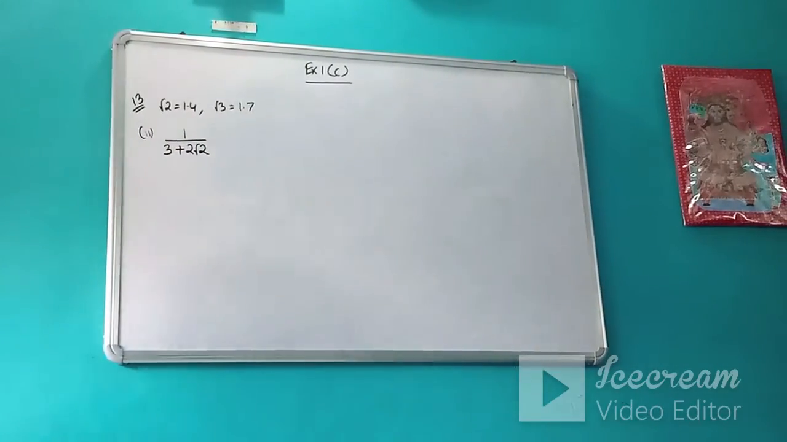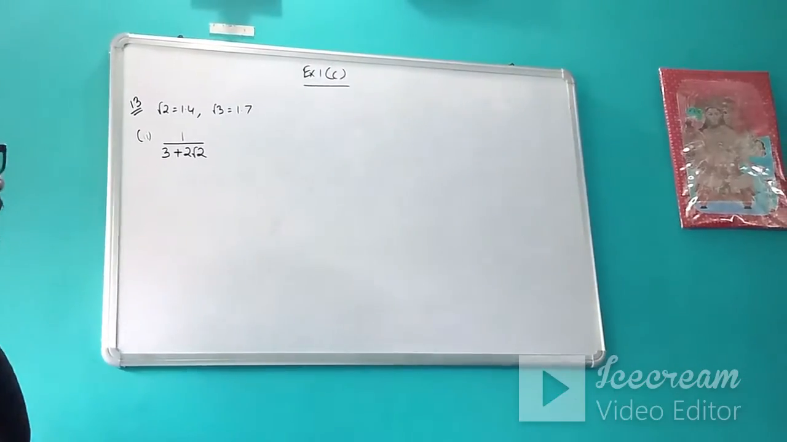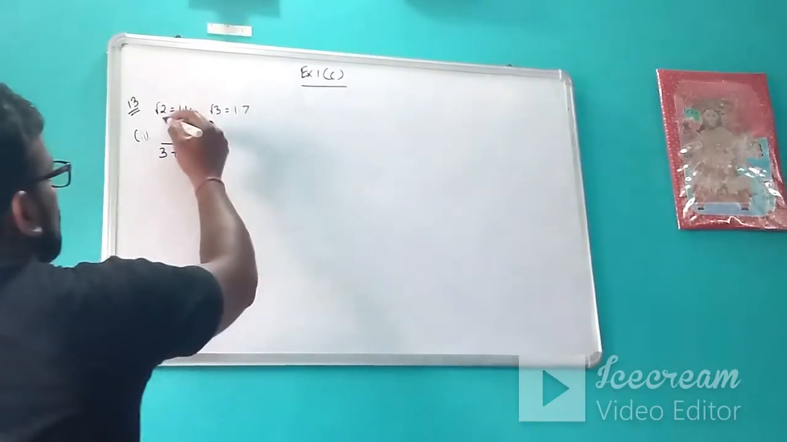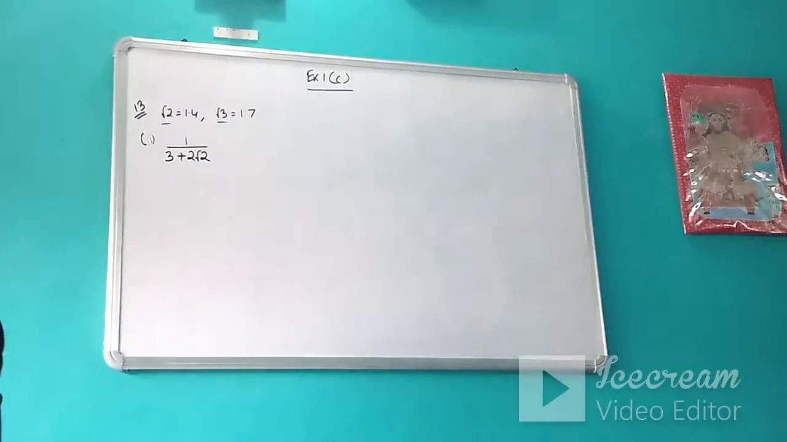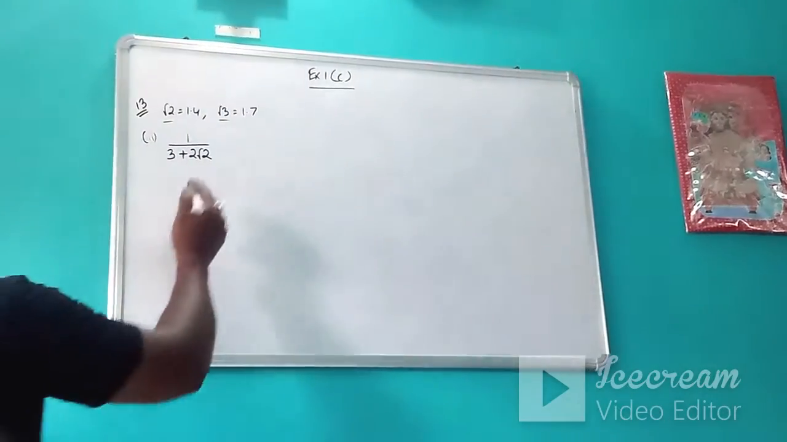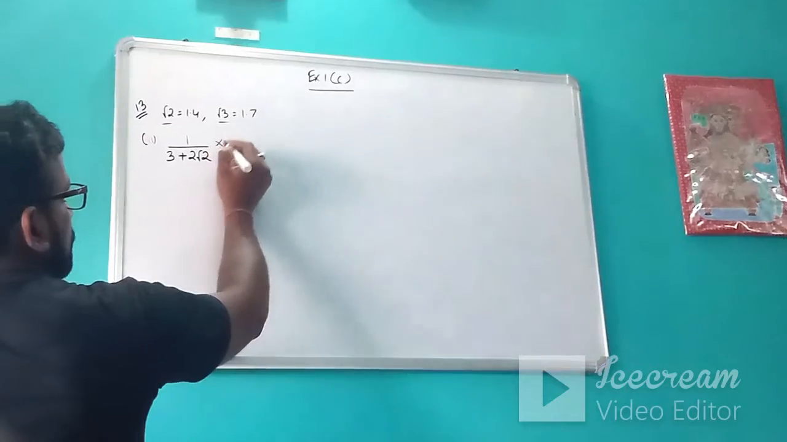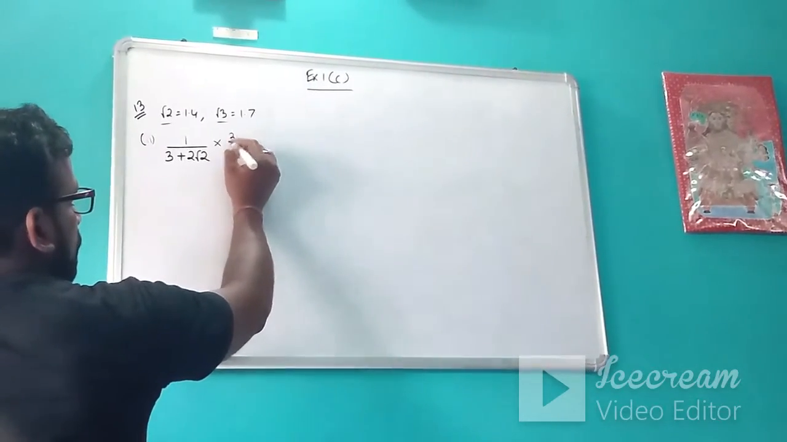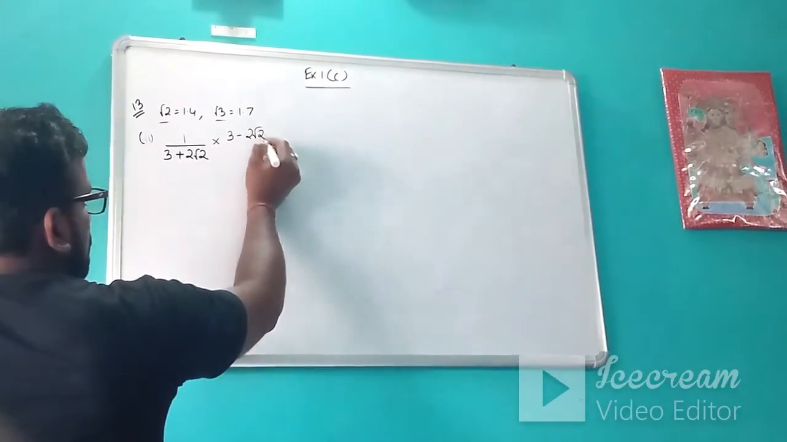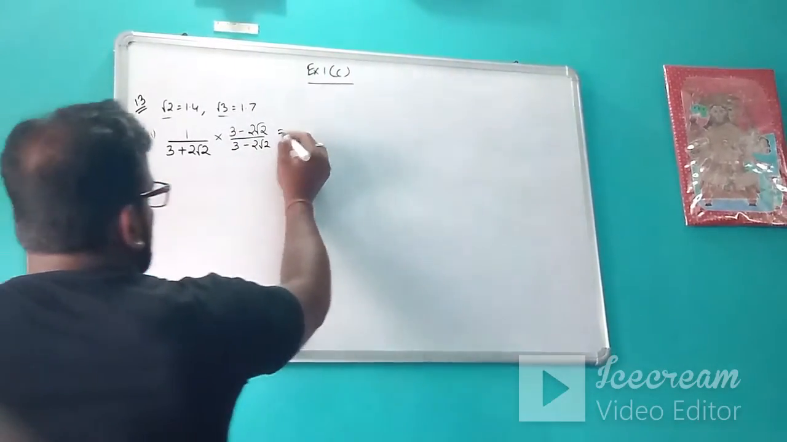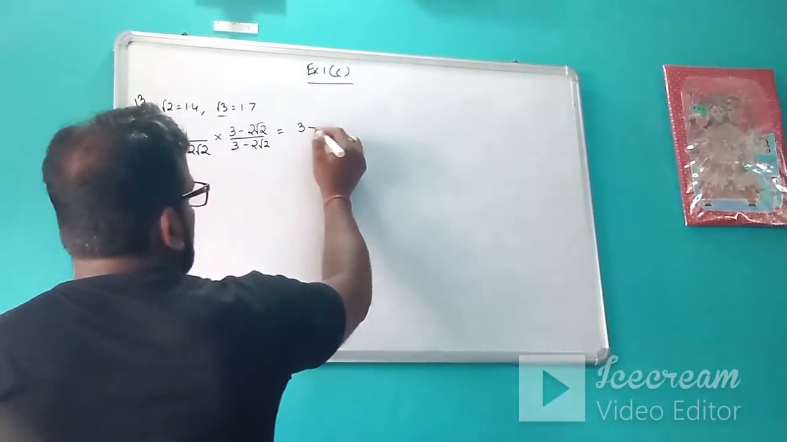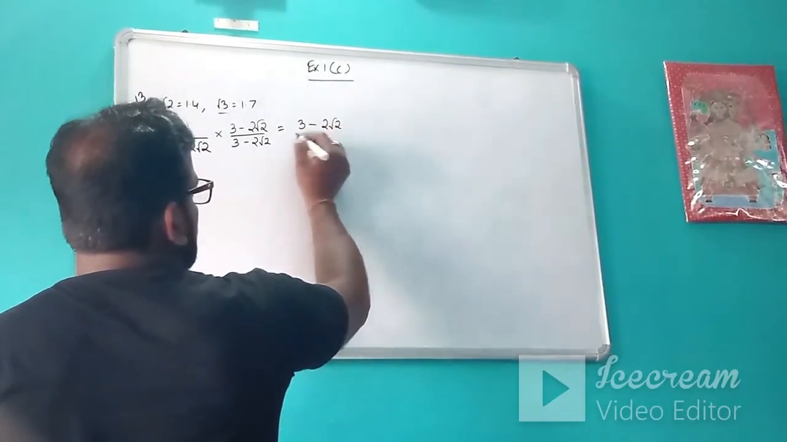Okay, now in these type of questions, the values of root 2 and root 3 are given, and with the help of this we have to find the value of this expression. So instead of this, the first step in these type of questions will always be that you do the rationalization.